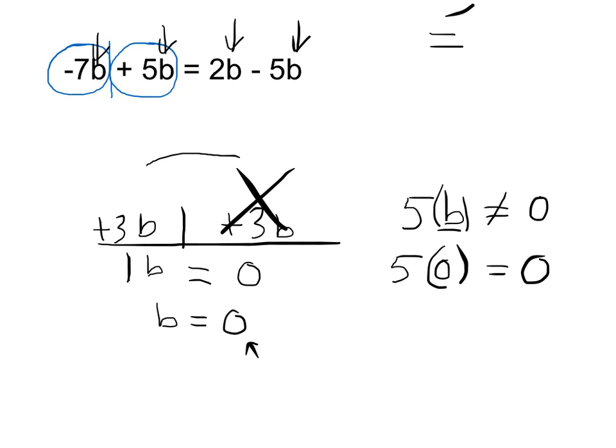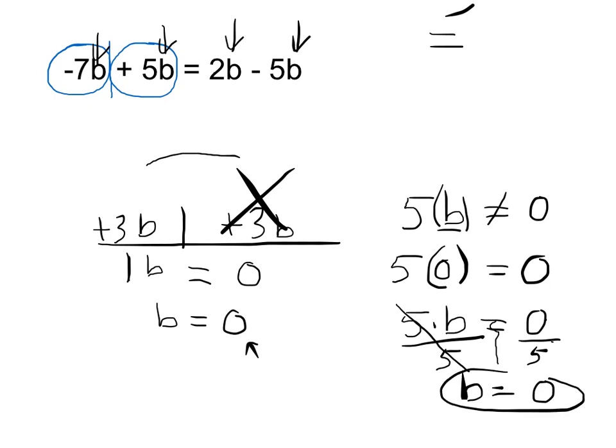Now, up here, you could have still solved, and this is why you should always solve all the way for the variable. Okay, b is not all by itself yet. So I'd ask myself, well, what's being done to the variable? Well, I see 5 is touching b, so that means multiplication. How do I undo multiplication? I divide both sides by 5. 5 over 5 cancels, leaving me with b equals 0 divided by 5 will get me 0.